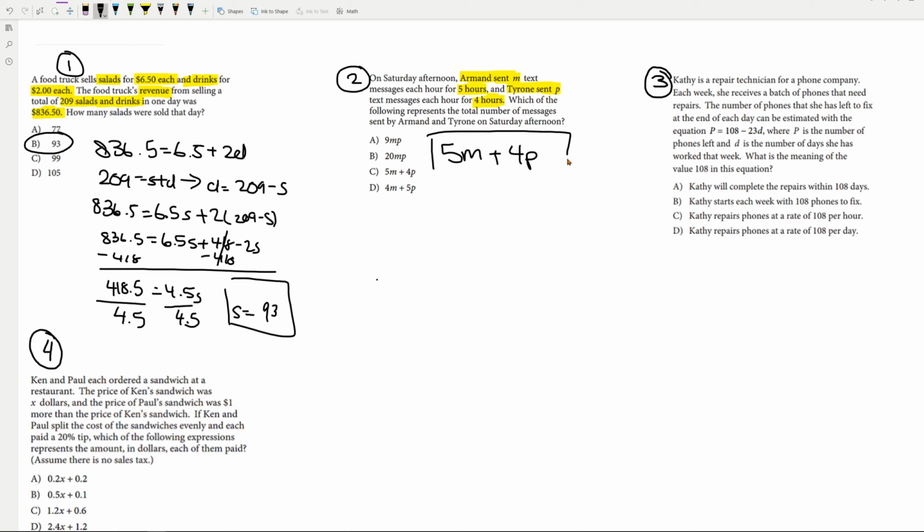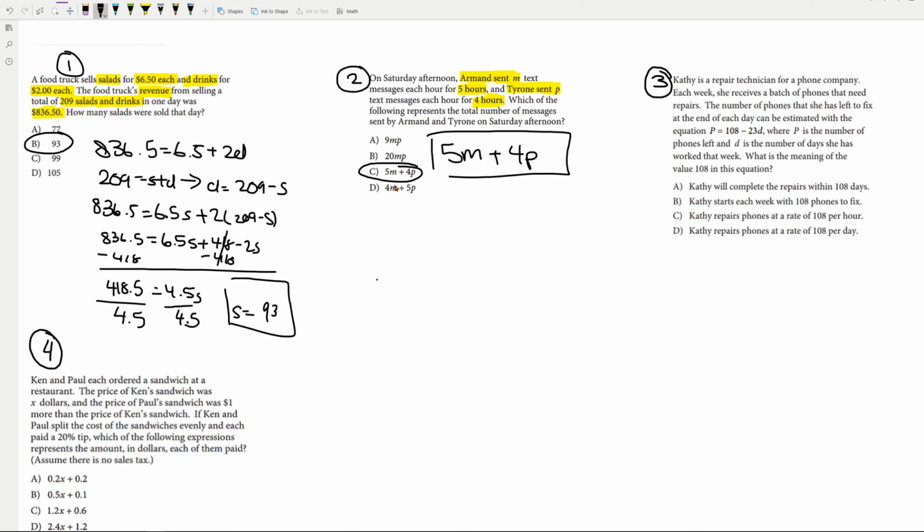So Armand texts for 5 hours at a rate of M, so it's going to be 5M for Armand. And Tyrone, on the other hand, texts for 4 hours and sends P text messages per hour. So in the end, I'm just going to get 5M plus 4P, which is choice C.